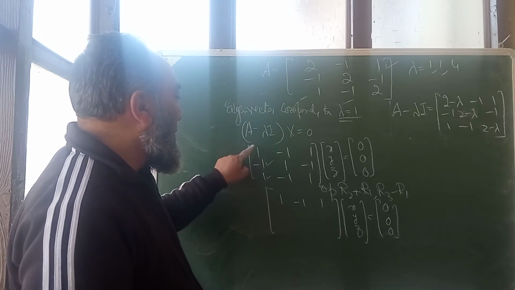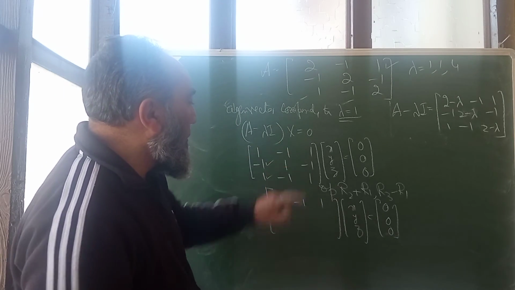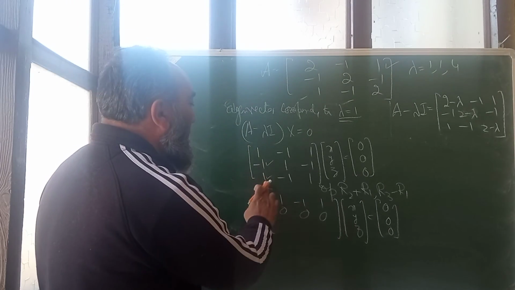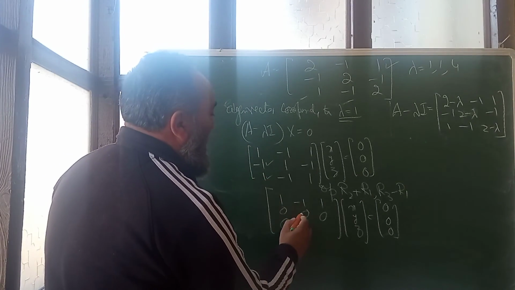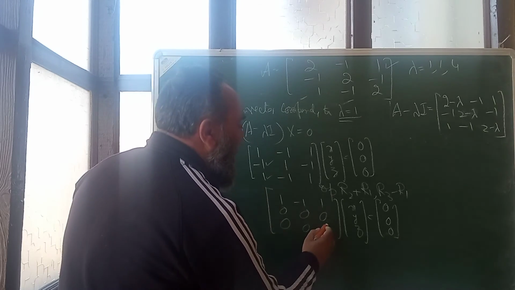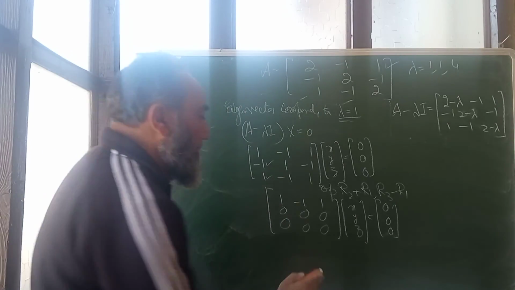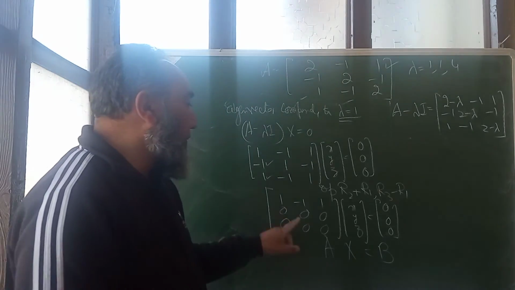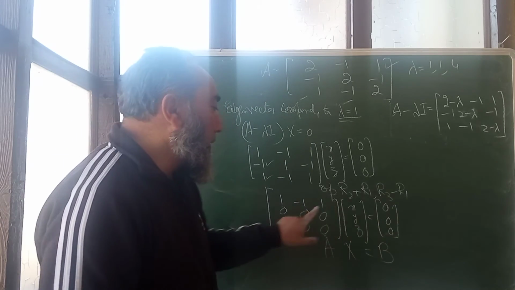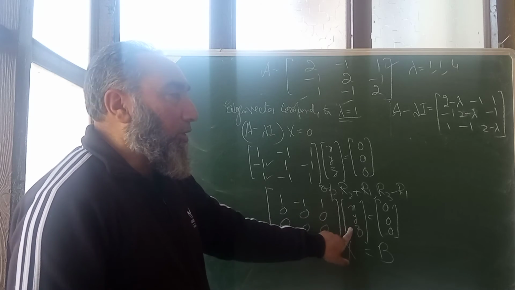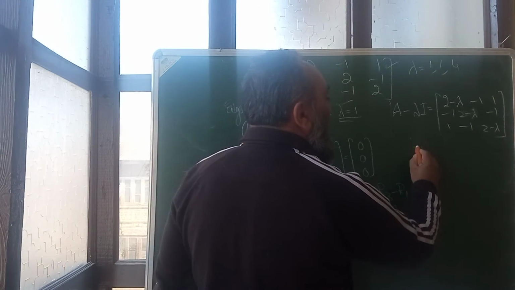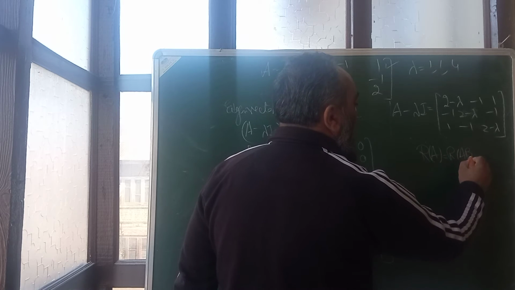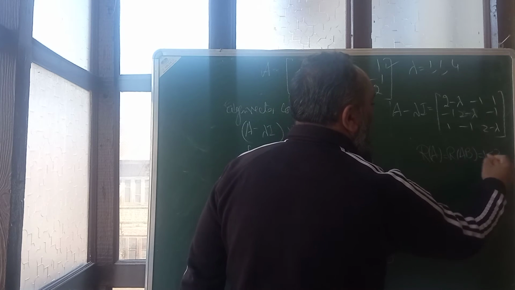Row 2: plus minus 1, plus minus 1, plus minus 1, plus. So this is 0, 0 and 0. Row 3: minus 1, minus 1, 0. Minus 1, plus 1, 0. 1, minus 1, 0. This is it. This is Ax equal to B. Obviously rank of A is 1. Rank of AB is 1. Unknowns are 3. So rank of A, rank of AB is 1, less than 3, the number of unknowns.